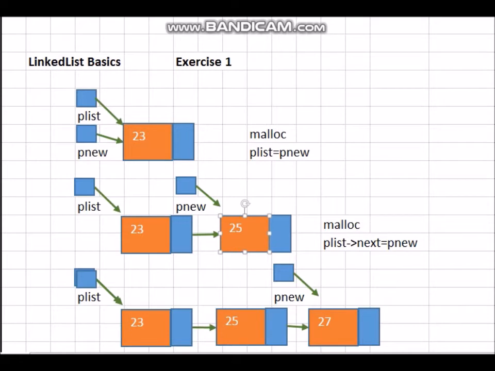Similar operation has to be done in the third step also. We will do a malloc and we will do one assignment statement. So let us look at the code on how this exercise 1 can be implemented in a simple C program using malloc memory allocation command.